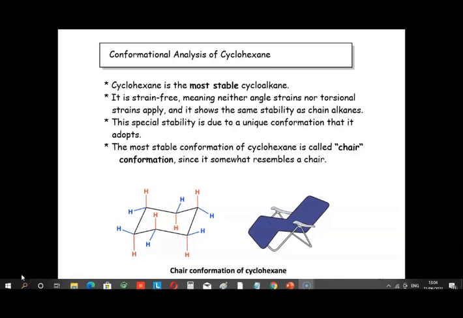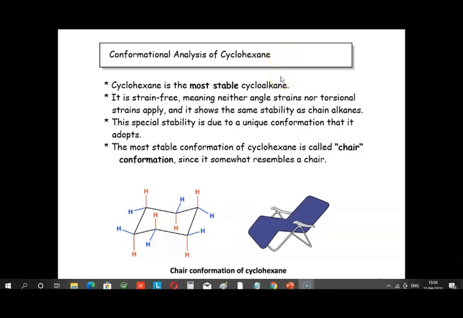See, the conformational analysis of cyclohexane. Cyclohexane is the most stable cycloalkane. Now when we talk about cyclohexane, the term cyclohexane bears a part "cyclo", which indicates it is a cyclic structure, and the term "hexane" indicates it is an alkane having 6 carbon atoms. So it is a cyclic alkane with 6 carbon atoms.